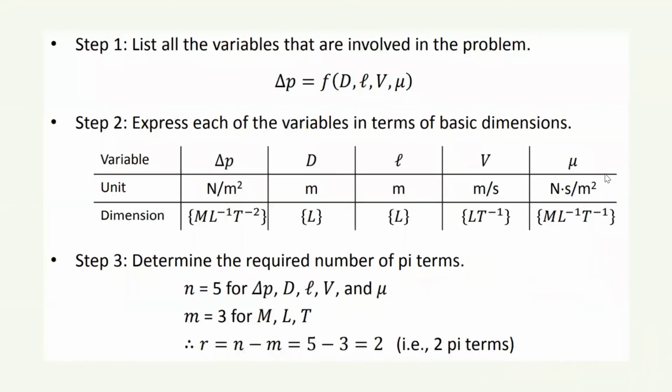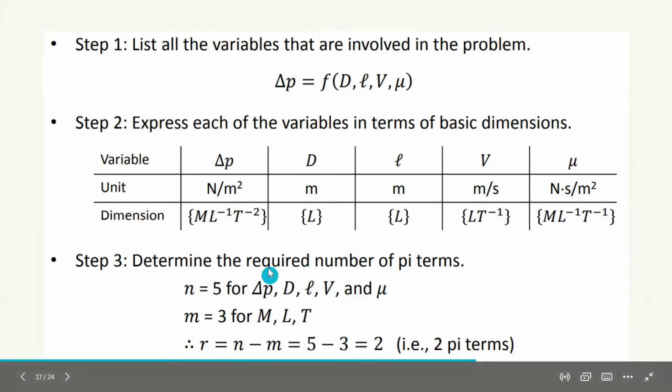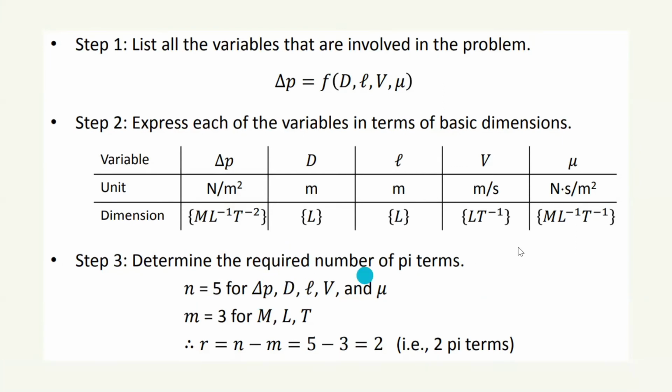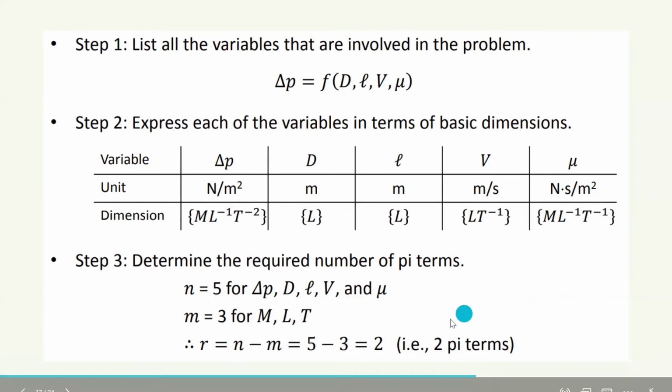Step 1, we have to list out all the variables involved in the problem. Move on to step 2, express each of the variables in terms of basic dimensions. For example, diameter. The unit is m and the dimension is length, L. Step 3, determine the required number of pi terms, which equals n minus m. n is the number of dimensional variables and m is the number of reference dimensions. So we will get 2.